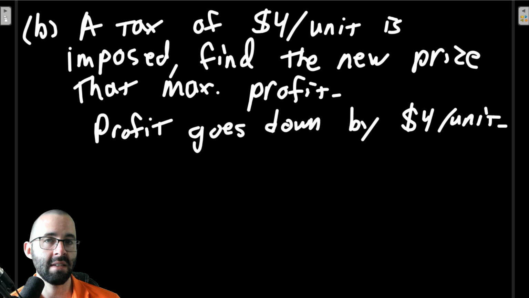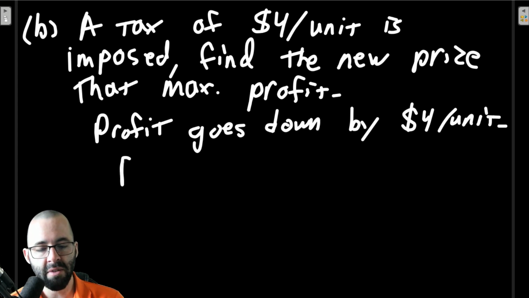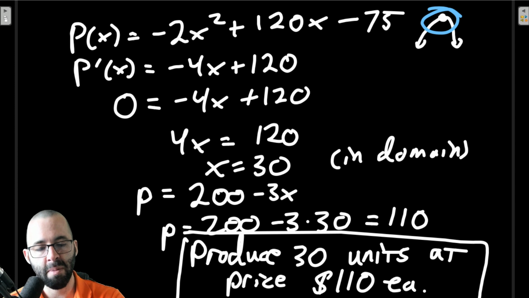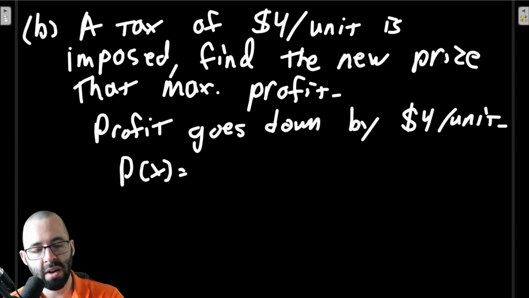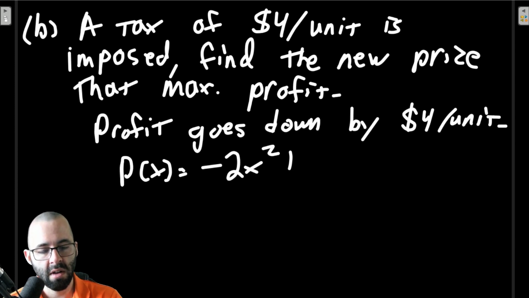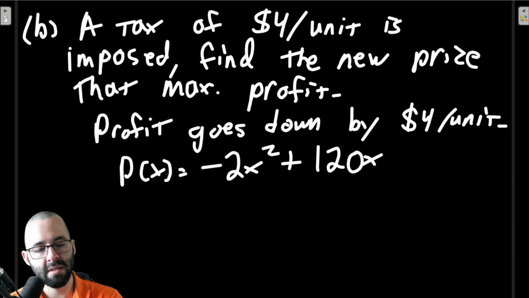This is going to have a different maximum. Let's revisit our profit function from earlier. Our profit function from earlier is at the top of the page here, negative 2x squared plus 120x minus 75.